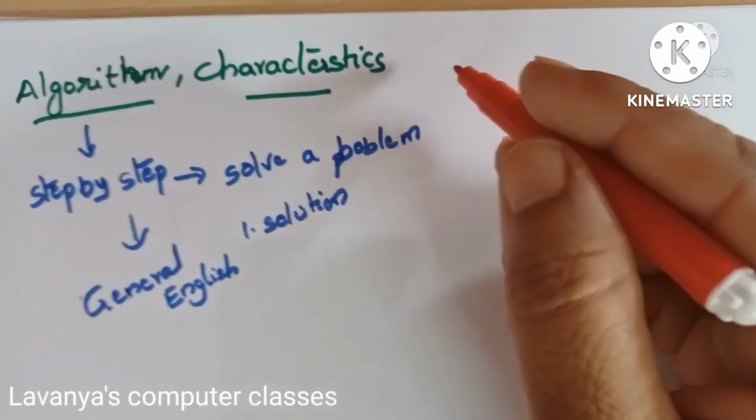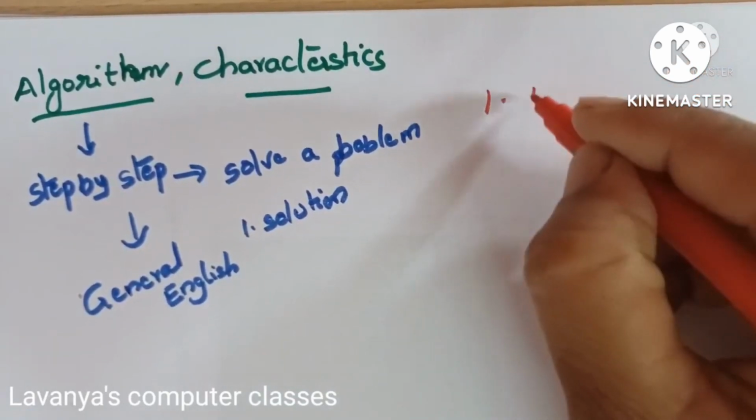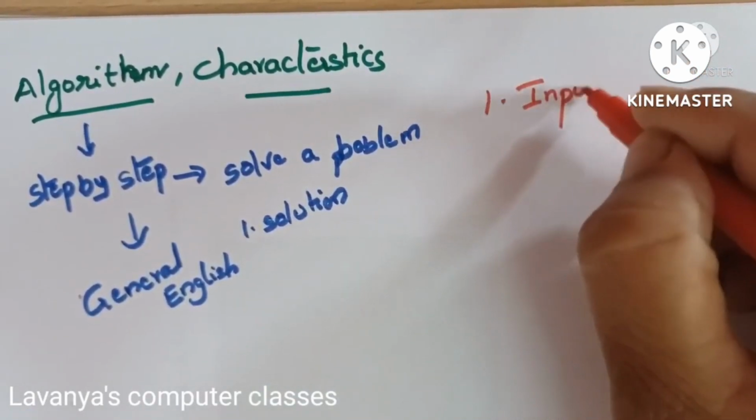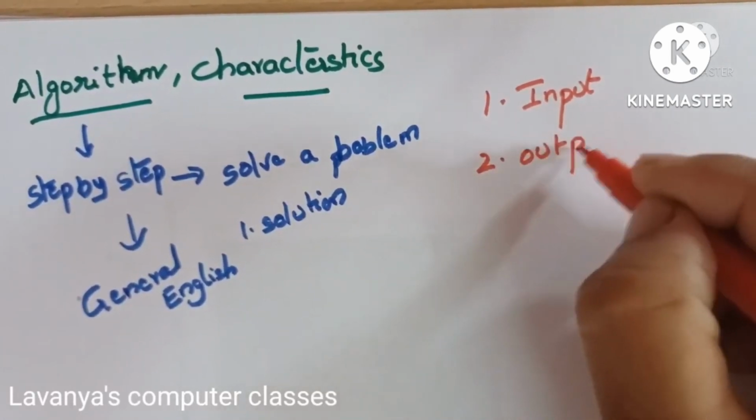So what are the characteristics of an algorithm? What is the meaning of characteristics? It means for writing an algorithm we have to follow some rules. Those are called characteristics. The algorithm must contain these elements, and those elements are called characteristics.